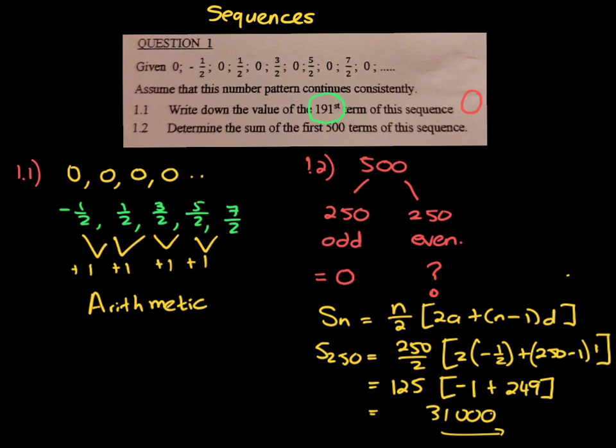And because the sum of the 250 odd terms is 0 and the even terms is 31,000, the answer then is 0 plus 31,000, which is then 31,000. So I'll just write that here on the top. S500 equals 31,000, because 0 plus 31,000 is equal to 31,000.